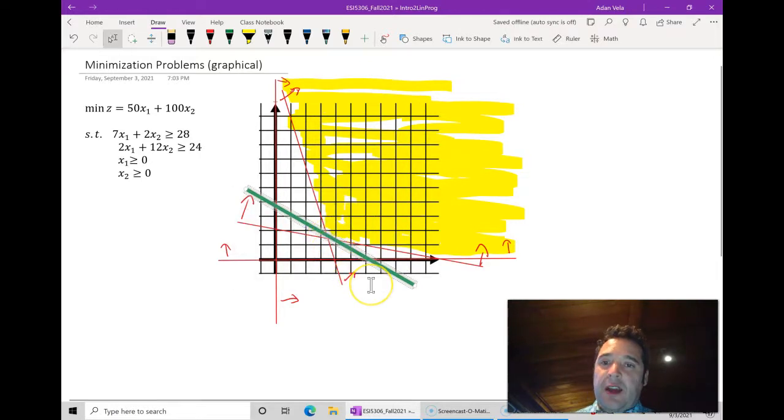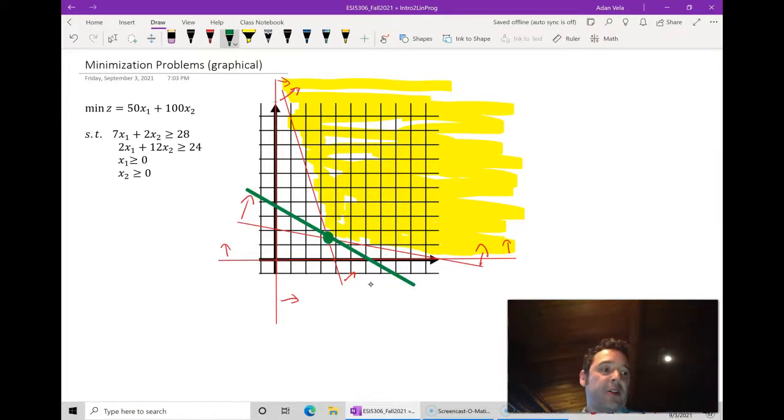And you can see it happens right about here. So this is where our feasible set is. Using this graphical method, we can identify where our solution is.